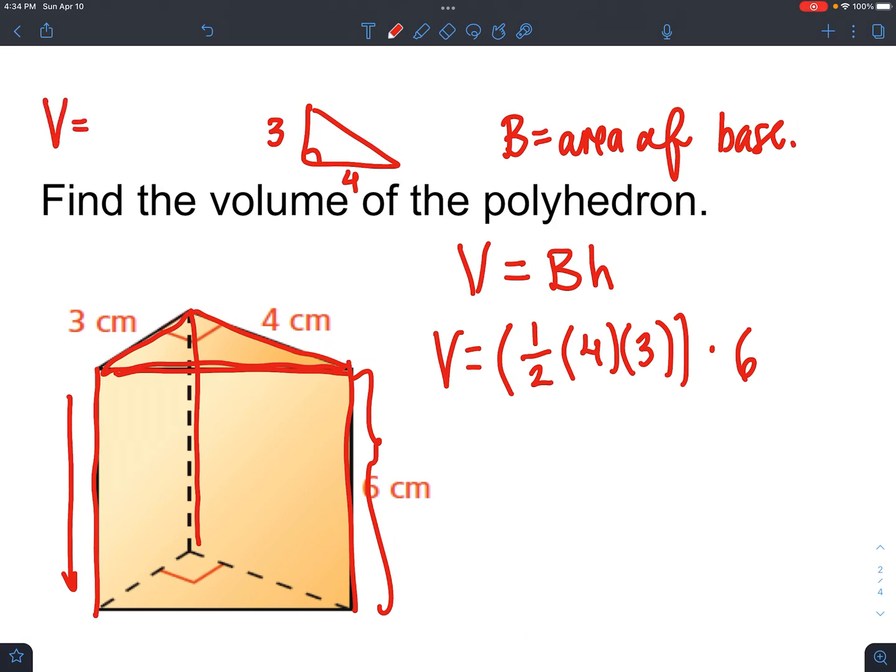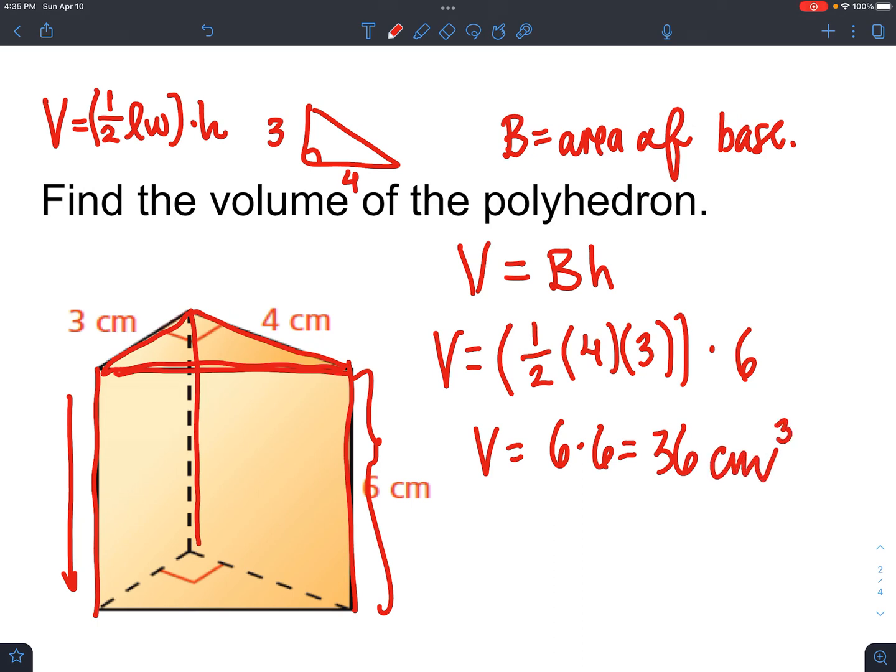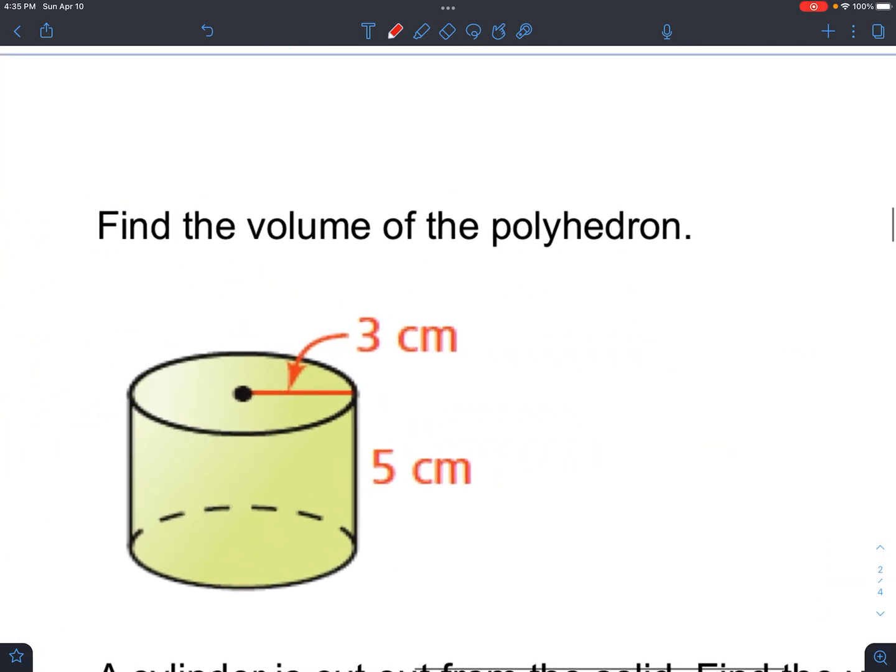So a formula you might say, just to keep all the letters straight, would be 1/2 length times width times height, if you want all the letters to be different. So this ends up being 6 times 6, which is 36 centimeters cubed. They'll make sure that you put units on it. So volume is cubic. Okay.